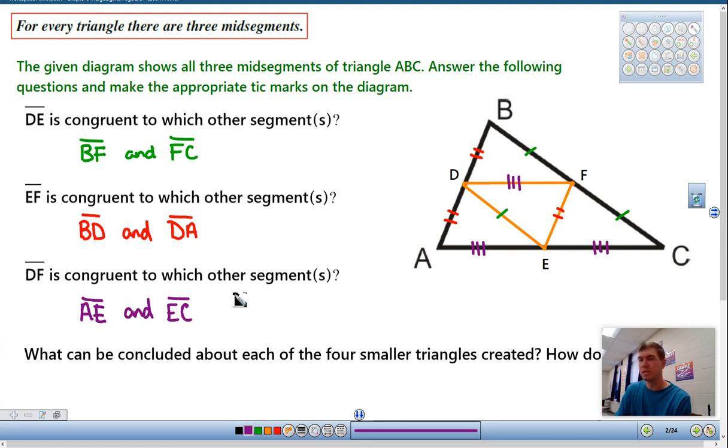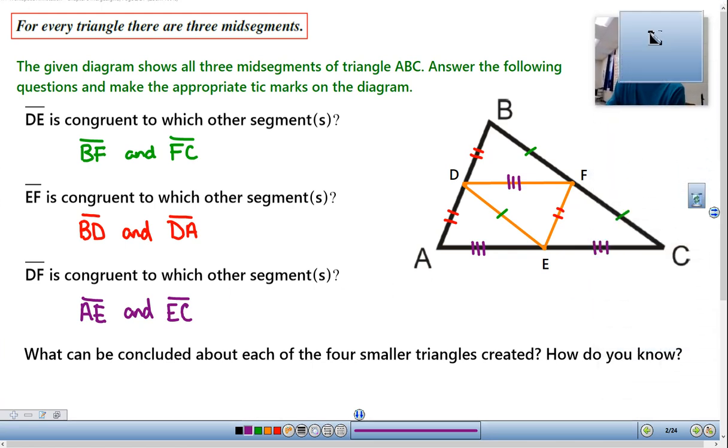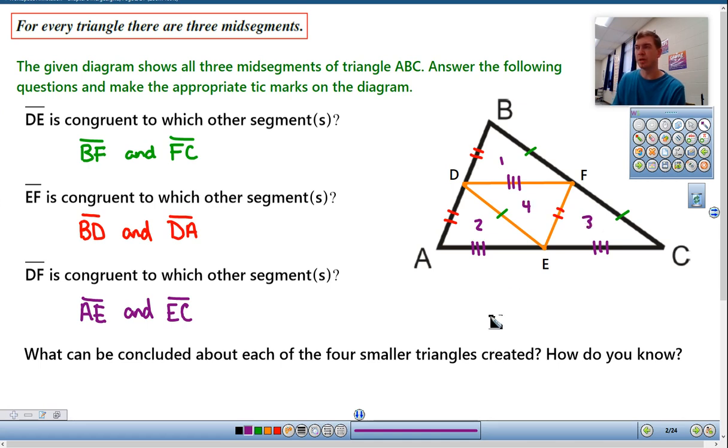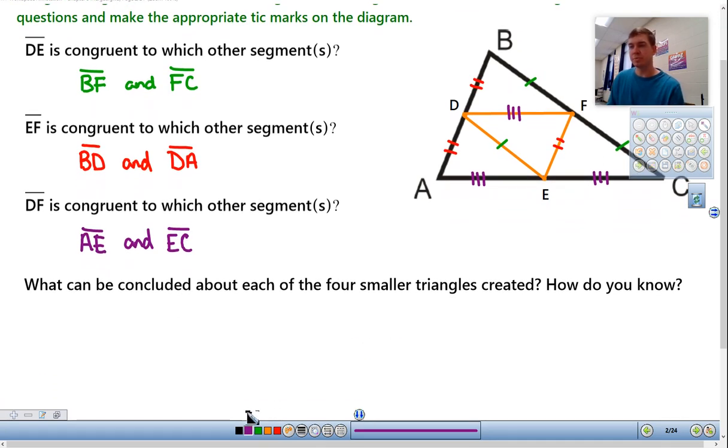Okay, what can be concluded about each of the 4 smaller triangles that are created? So 1, 2, 3, 4 triangles there. Well, we notice that we have the green, the red, and the purple on each of those. Well, we learned in the last chapter that if the sides are all congruent for triangles, then those triangles would be congruent.